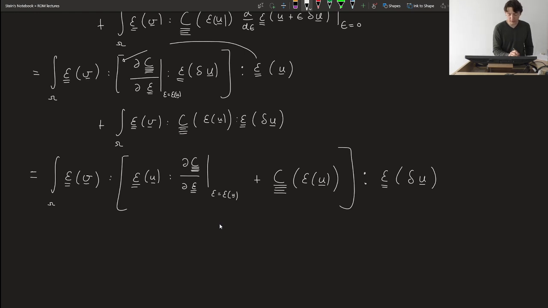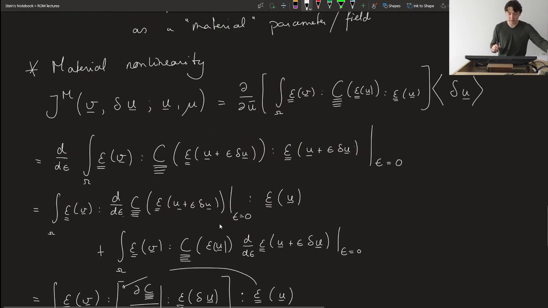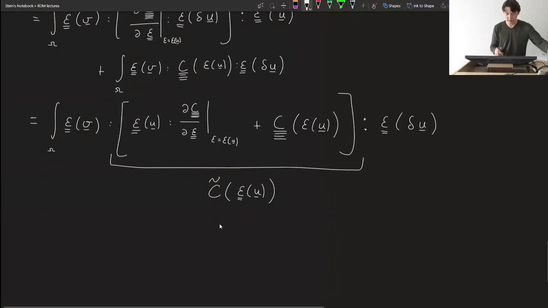And that is that this looks like the regular elasticity equations if we look at this guy as a new stiffness. And this is now a new stiffness that depends on the strain of our solution, right? And that's kind of making the point that I addressed here, that the previous solution shows up as sort of a material parameter or a field that affects the material parameter in a sense. And that's what we're seeing here.